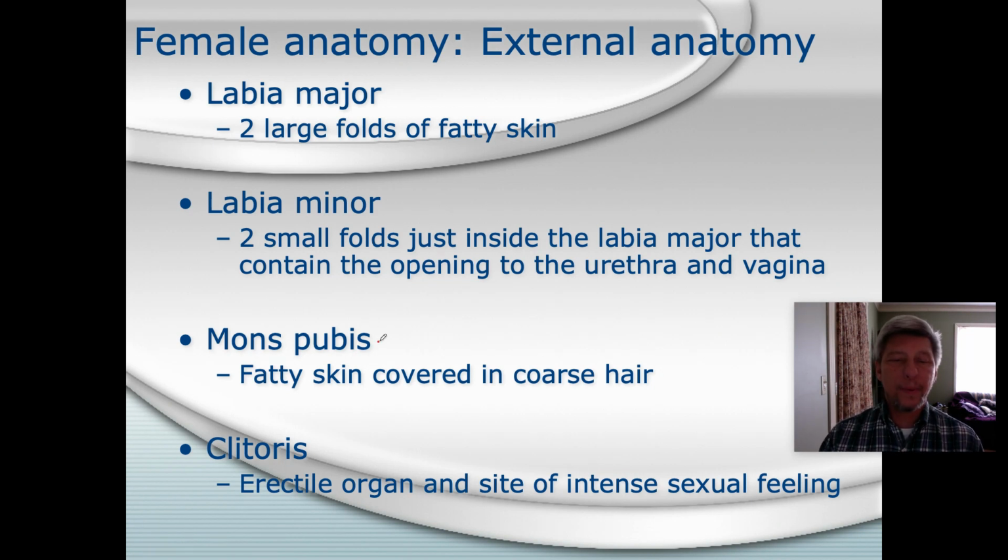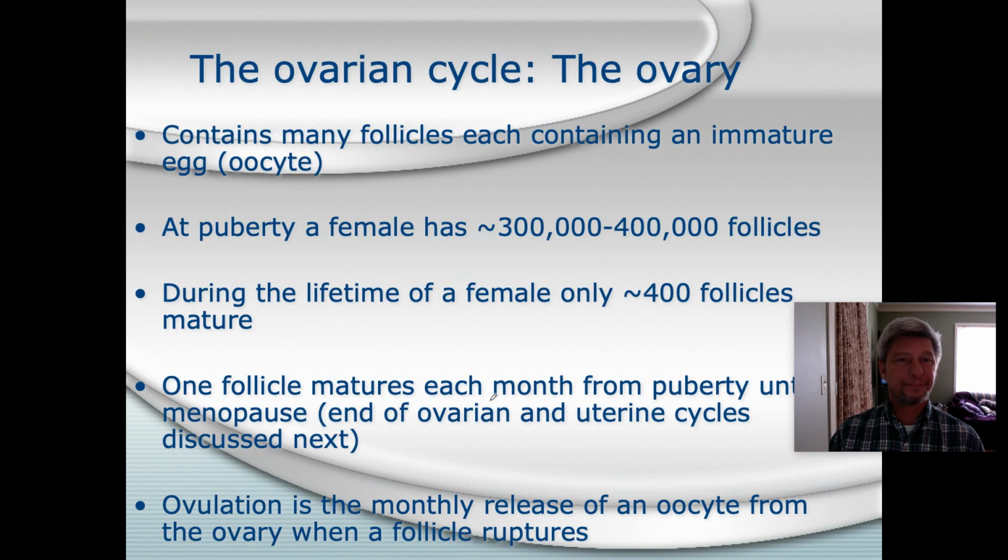The mons pubis is a patch of fatty skin located just over the labia major and covered in coarse hair. You find a similar structure in males. And then finally, the clitoris is the erectile organ. Okay, and it's the site of intense sexual feeling. The clitoris and the glans penis are the two most innervated structures in human anatomy. That's the most sensitive structures in human anatomy.